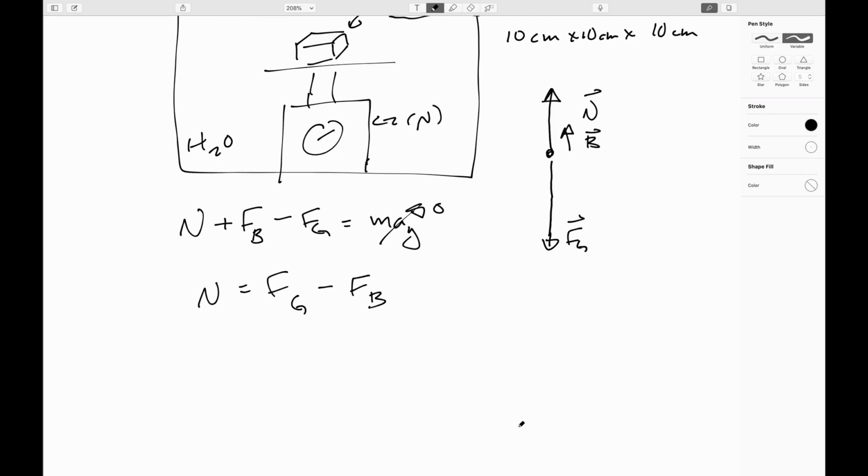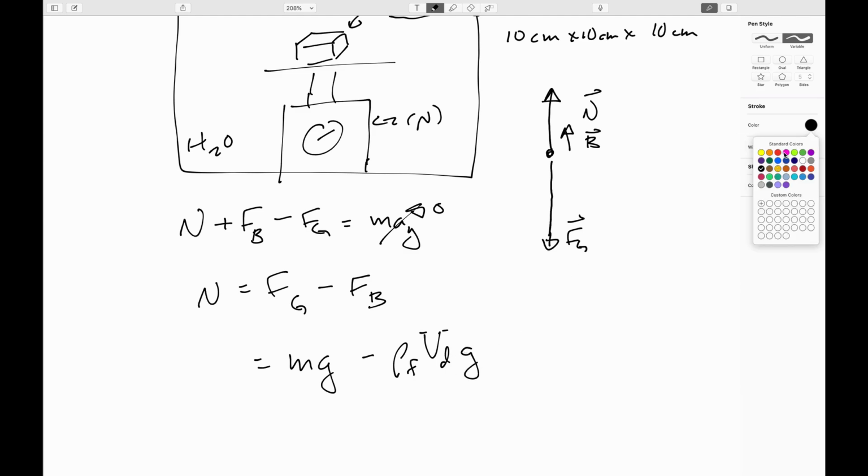Okay, well, let's start to figure out what this would work out to be. So this would be the force of gravity is mg, and this here is going to be the density of the fluid times the displaced volume times g. Now here, let's go and identify our displaced volume. There it is. It's all of it. It's just equal to the volume of the cube.